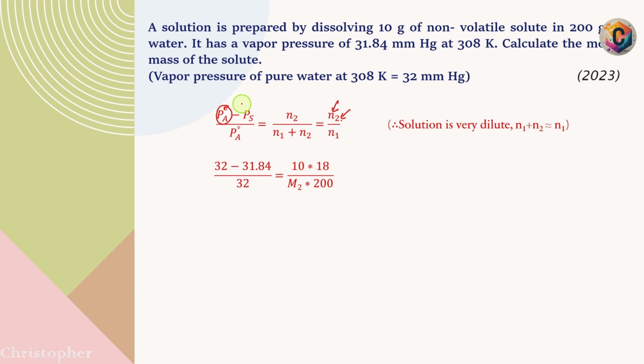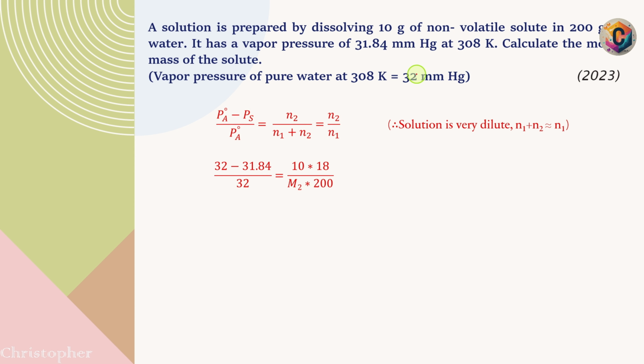Pa naught here is 32, Ps here is 31.24, Pa naught again 32, and then here I'm going to calculate number of moles of solute. What's the formula? It is mass by molecular mass. It's very simple. What's the mass of non-volatile solute taken? It is 10 gram. So 10 divided by molecular mass of solute, you don't know. So let me take it as M2.